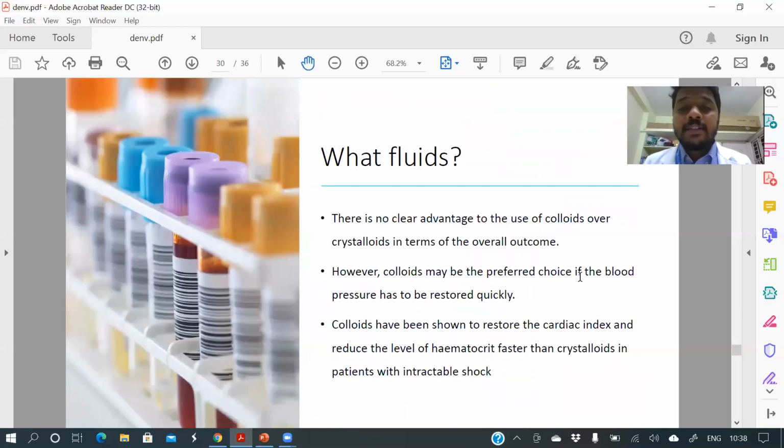So what fluids? There is no clear advantage to the use of colloids over crystalloids in terms of overall outcome. However, colloids may be the preferred choice if the blood pressure has to be restored quickly. Colloids have been shown to restore cardiac index and reduce the level of hematocrit faster than crystalloids in patients with intractable shock.